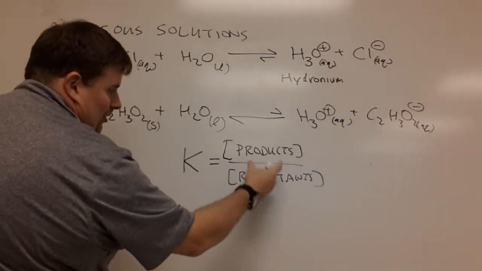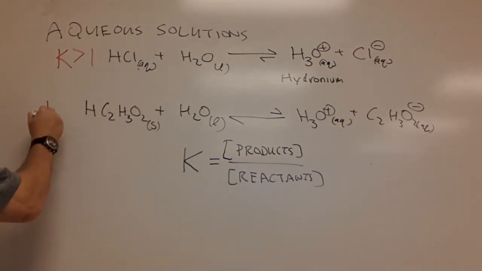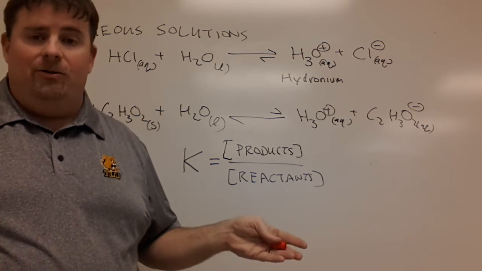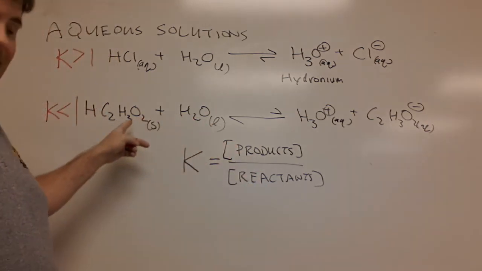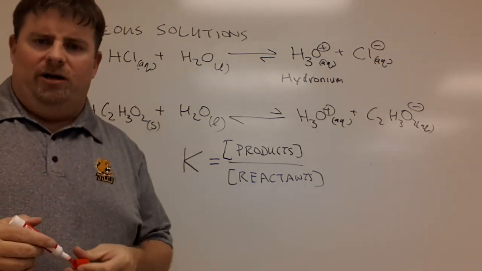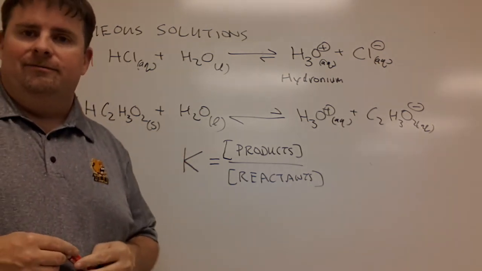Just the opposite. If reactants are large and products are small, my K is less than 1. And when my K is less than 1, that means that my equilibrium is lying with the reactants in favor. Okay? So that's what defines what a strong electrolyte and a weak electrolyte are. You're welcome.